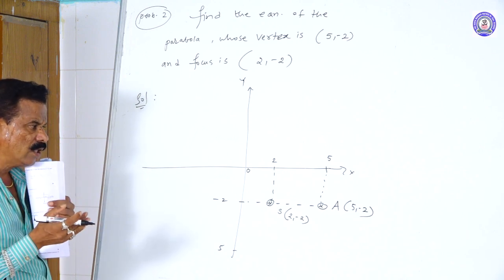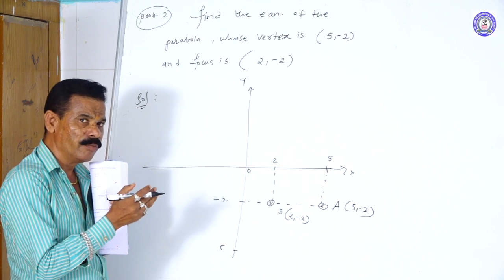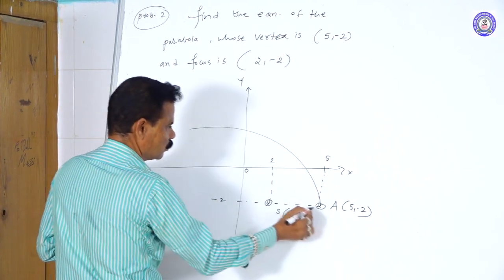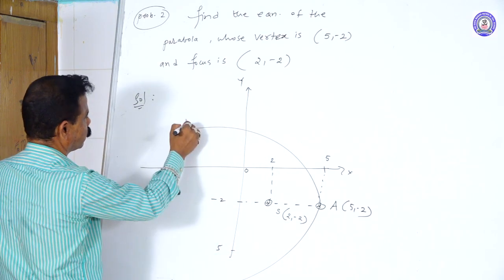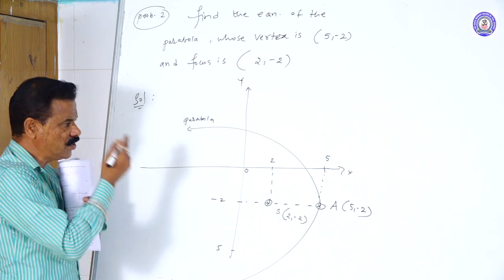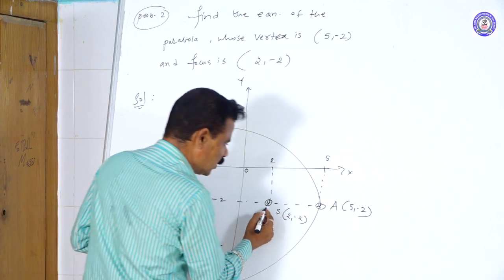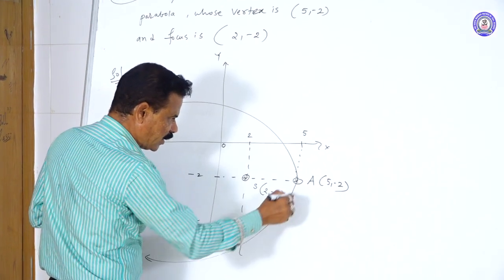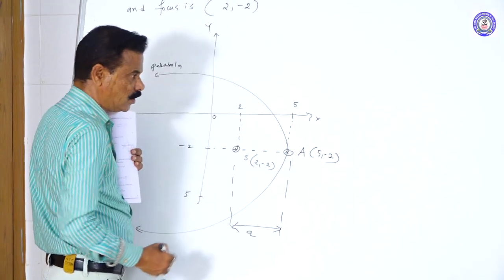In a parabola, the focus lies inside the parabola. So here the parabola opens to the left. This is the parabola. The focus always lies inside the parabola. So here the coordinates of S and A are given. The distance between S and A is small a.